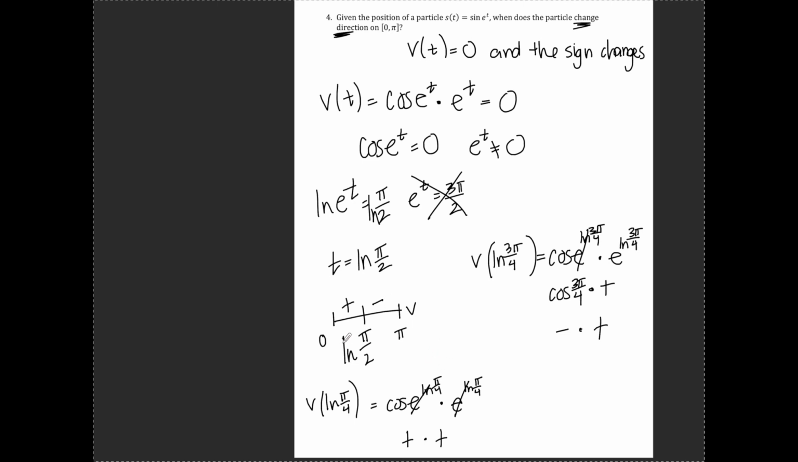So what I figured out, at ln of pi over 2, the velocity is equal to 0. That's a critical value. I'm moving right from 0 to ln of pi over 2, and then moving left from ln of pi over 2 to pi. So this is a critical value, and I change signs, which means the particle does change directions at t equals ln of pi over 2.